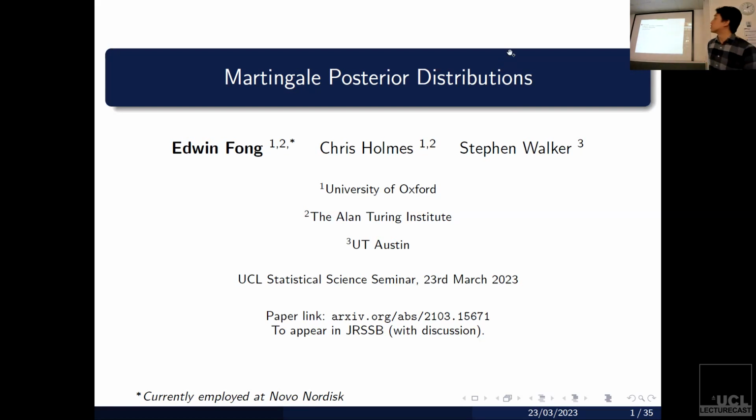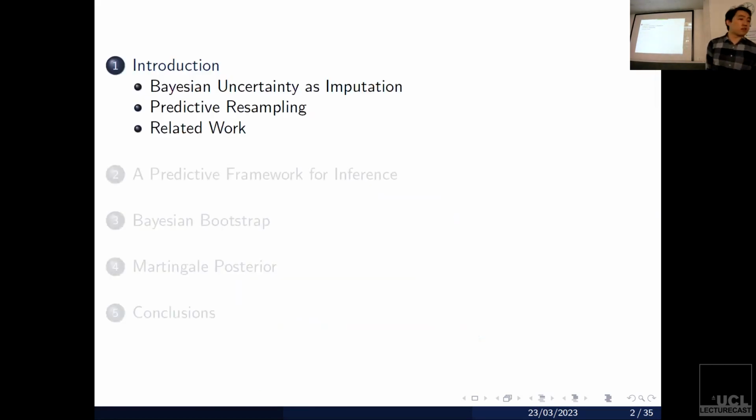So I'm going to start with an introduction. We're going to go through a somewhat novel interpretation of what we think Bayesian uncertainty is. We're going to introduce something called predictive resampling, which is going to have really close ties with the Bootstrap. And then I'm going to go through some of the related work. So this will be the introduction, and then we will formally introduce what the Martingale posterior distribution is after this introduction.